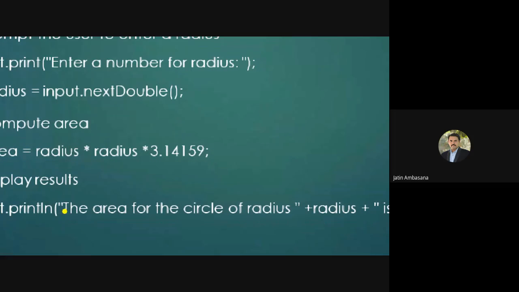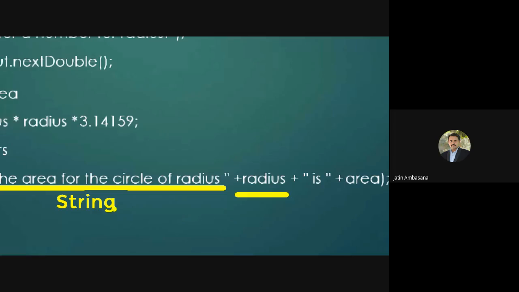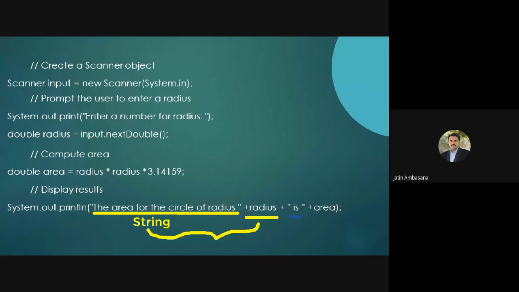This much part is your string. Then comes a variable. So this radius variable gets concatenated with your string. This becomes one string. Then there is another string in double quotes, so that again will become one string. And then there is this variable. So this third string and this variable become one more string. So that is the final string.